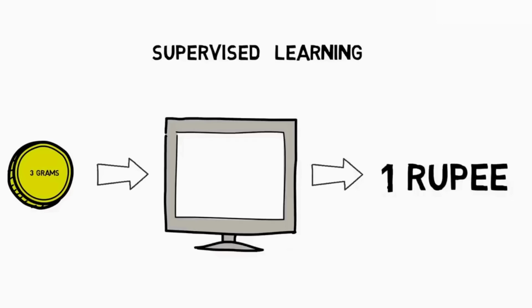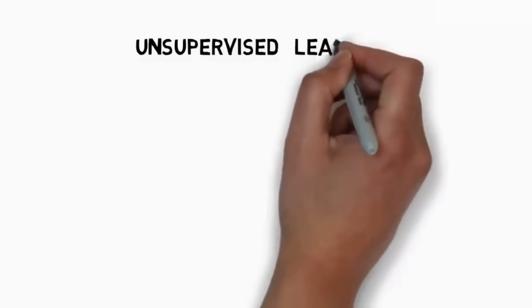Hence, supervised learning uses labeled data to train the model. Here the machine knew the features of the object and also the labels associated with those features. On this note, let's move to unsupervised learning and see the difference.